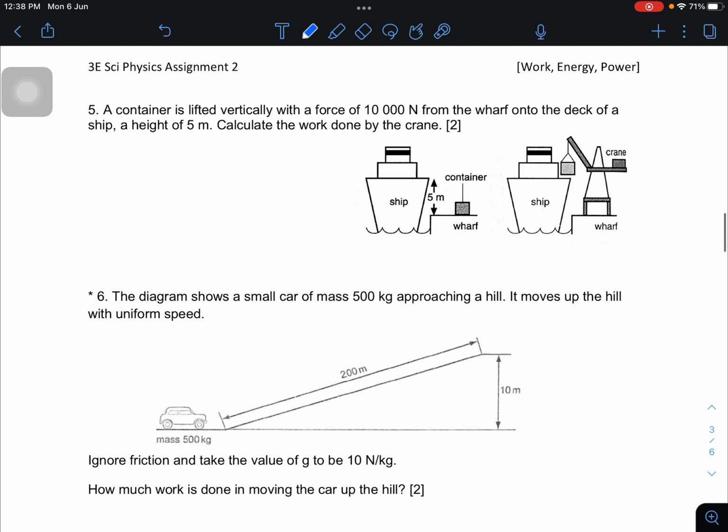Question 5, a container is lifted vertically with a force of 10,000 Newton from the wharf onto the deck of a ship of height 5 meters. So calculate the work done by the crane. Very, very straightforward also. Work done equals force times distance. So the force, of course, will be equal to the weight of the container, 10,000 multiplied by the distance. They already told you the container has to be lifted up 5 meters. That is the work done by the crane.